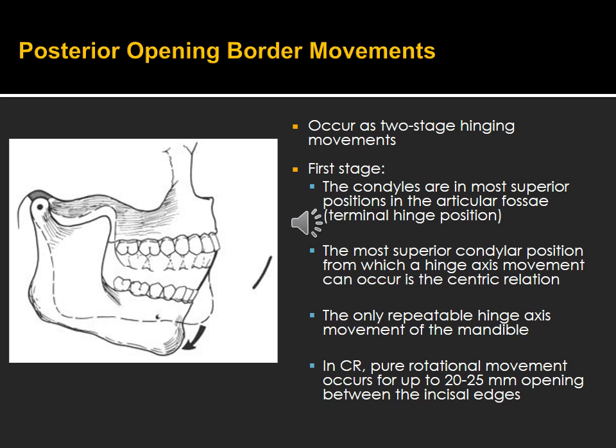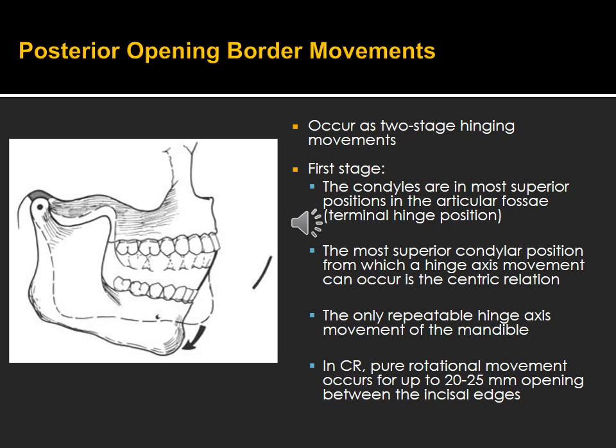we have R and T letters. So the posterior opening border has 2 stages. The first stage, when the condyle is purely rotating only, we call it terminal hinge rotation or movement, and in this case only rotation, there is no movement to the condyle, and it is up to from 20 to 25 millimeter opening only between the incisor edges.